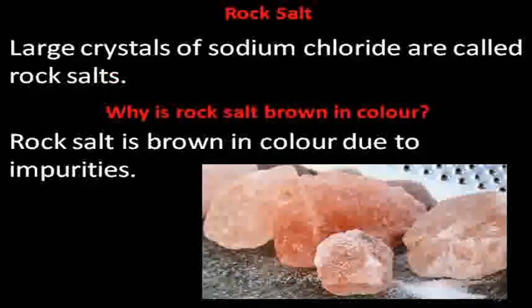Rock salt. Now let us come to the salt. Large crystals of sodium chloride are called rock salt. Many times you would have seen rock salt, a reddish colored powder available in the market, in organic showrooms. And this is the color of the rock salt. Why is rock salt brown in color? Rock salt is brown in color due to impurities.